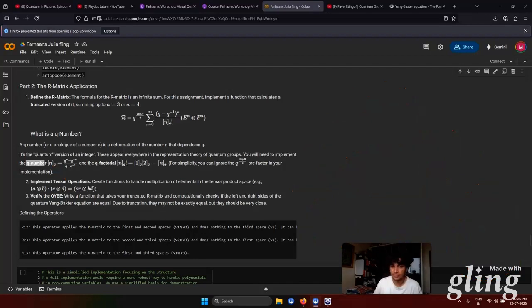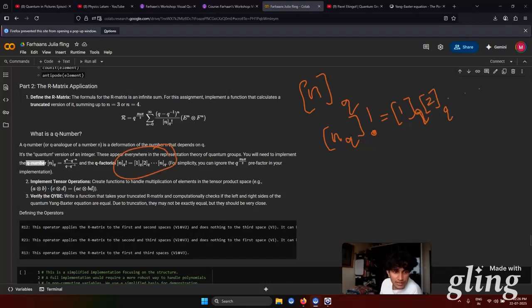Alright, so with that said, we know what a q number is, which is n deformed by q. Now we're going to define what a q factorial is, which is this number over here, and this is the product similar to a factorial, except everything is deformed by q. Okay, that's why it's mentioned over here. Now, what is left?